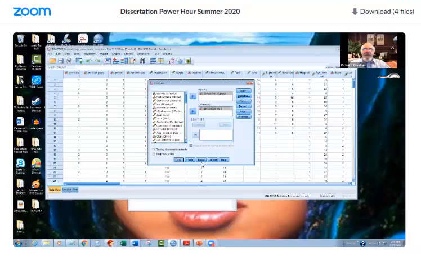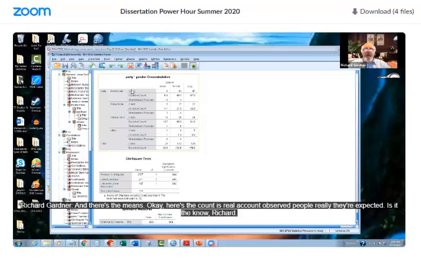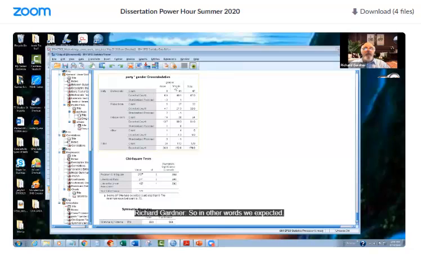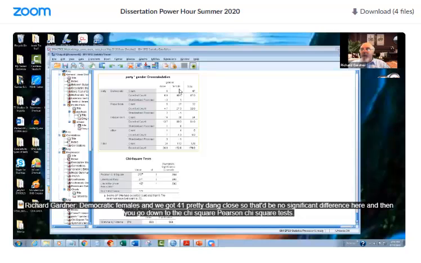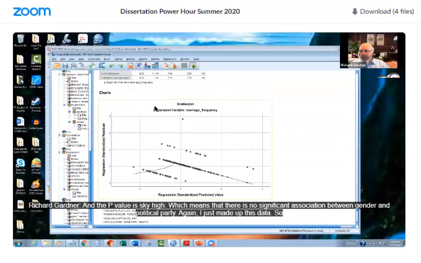Don't care about the rest of that stuff. And there's the means. Okay, the count is the real count, observed, people really there. Expected is if the null were true. So in other words, we expected 40 Democratic females, and we got 41. Pretty dang close. So there'll be no significant difference here. And then you go down to the Pearson chi-squared test, and the p-value is sky high, which means that there is no significant association between gender and political party. Again, I just made up this data.